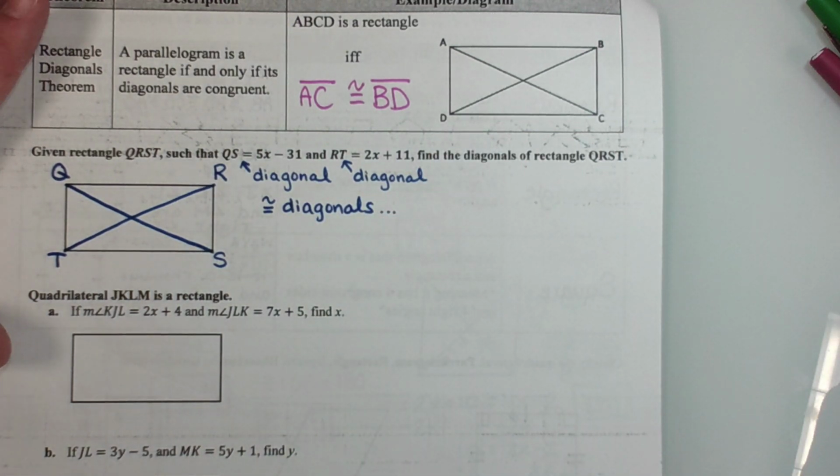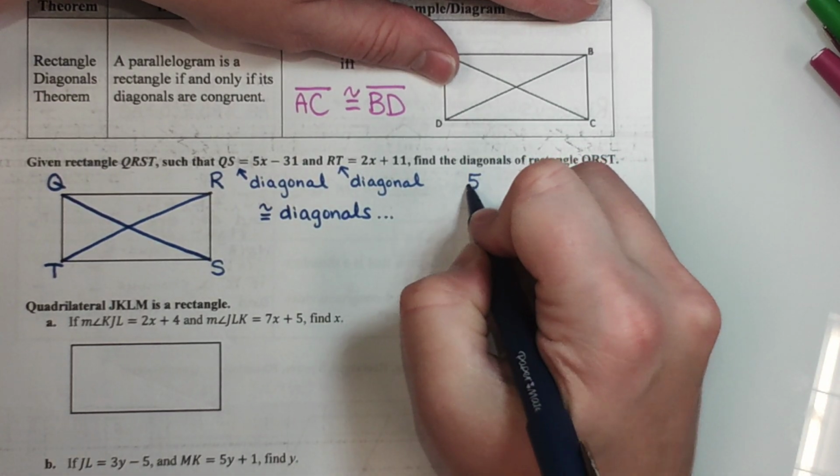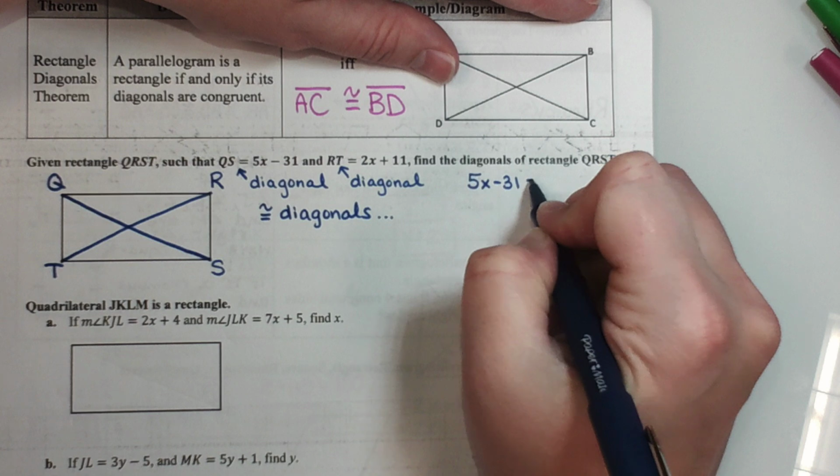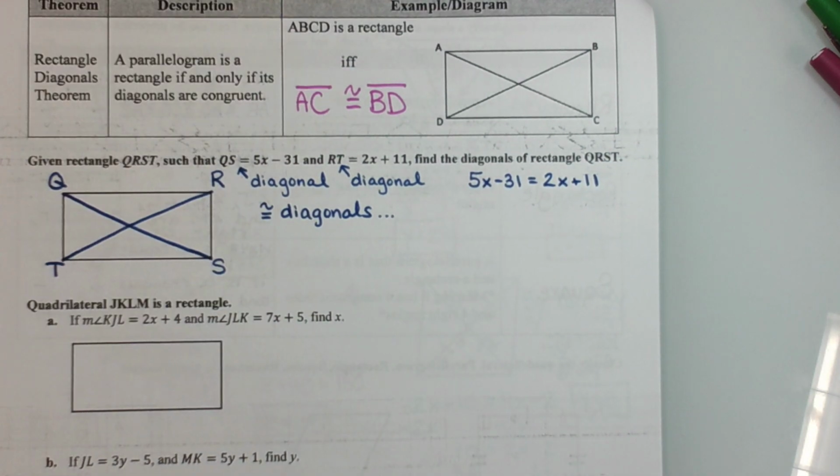What does congruent mean, essentially? Equals. So I can write an equation. What's it going to look like? Yep. And I set them equal and I solve.